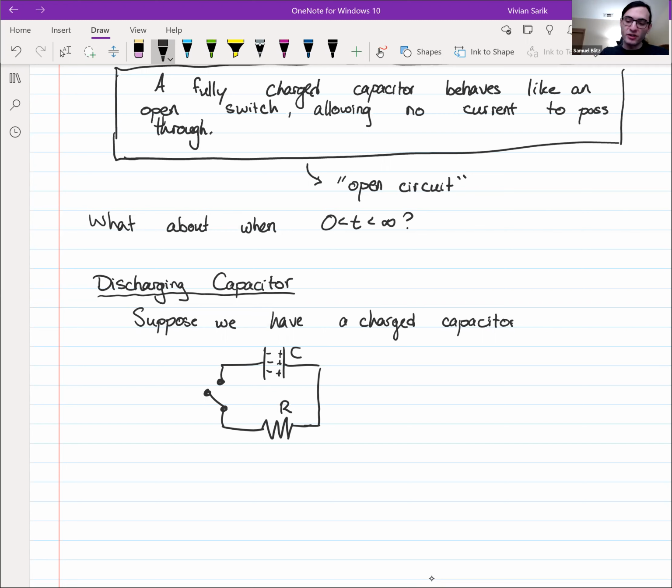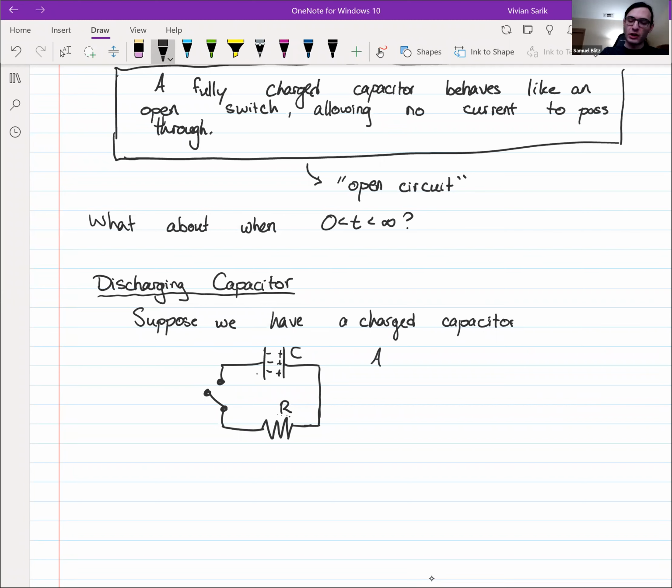And so you'll have positive charges that race around, pass through the resistor, lose some energy, and then end up at the negative side. And so what happens is the capacitor ends up discharging because you have positive charges moving through the resistor to cancel out with the negative charges. And so the overall charge on the capacitor, the charge separation, decreases.